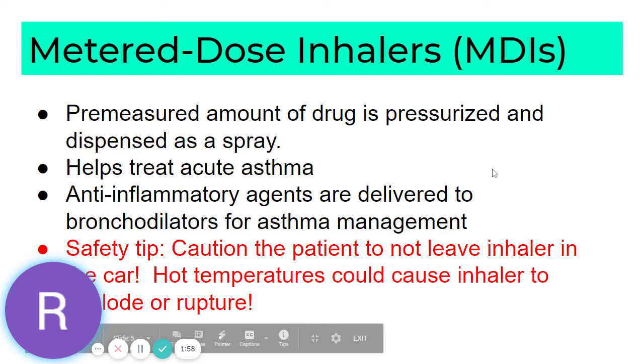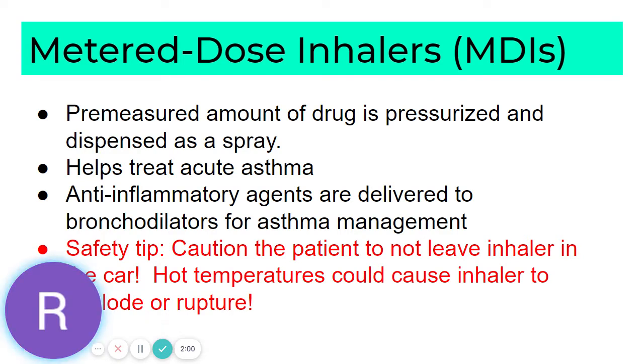Those are inhalers. They are pre-measured, and an amount of drug is pressurized and dispensed as a spray. It helps treat acute asthma. And then anti-inflammatory agents are delivered alongside bronchodilators for asthma management. On safety tips, it says caution the patient not to leave the inhaler in the car because hot temperatures could cause the inhaler to explode or rupture.